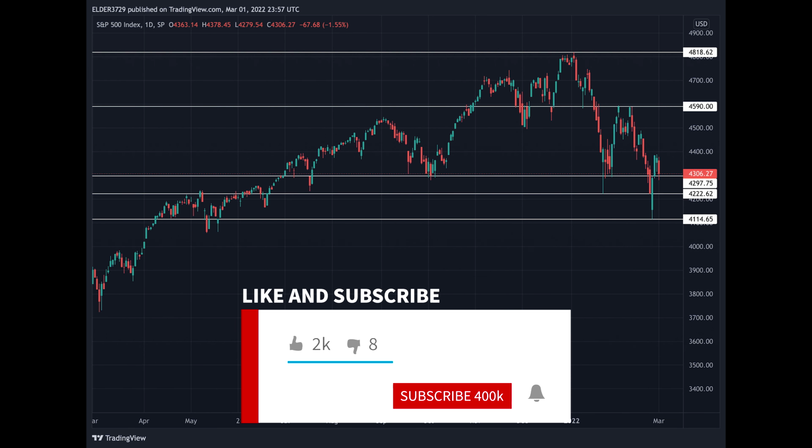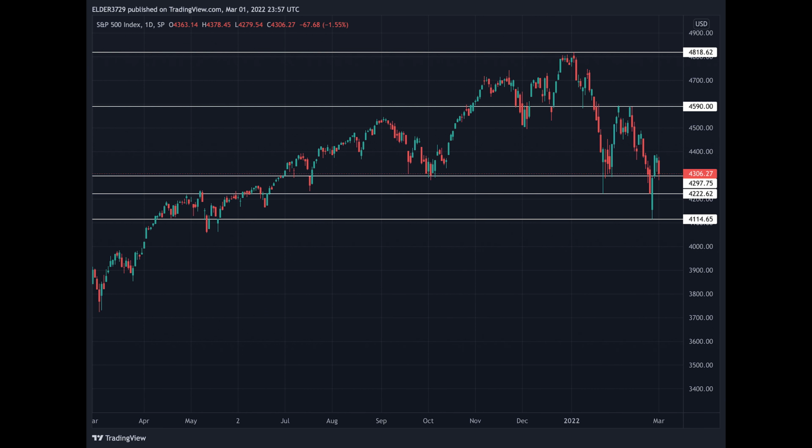So these levels were considered support and resistance. Resistance means the top, support means the bottom. That 4,590 level is a resistance level because we did not break through that to get to the all-time high. So after we came from the 4,590 level, we came all the way down back to 4,222.62, and we retested that level.